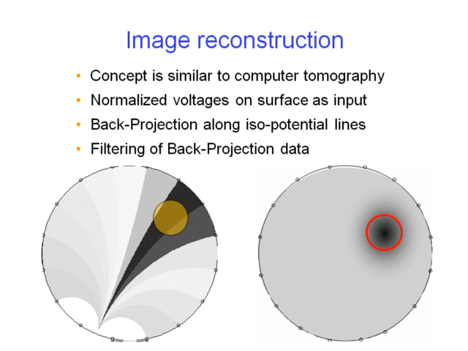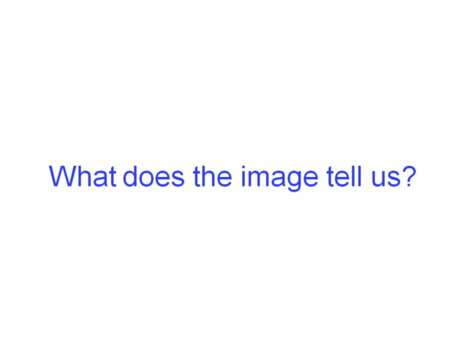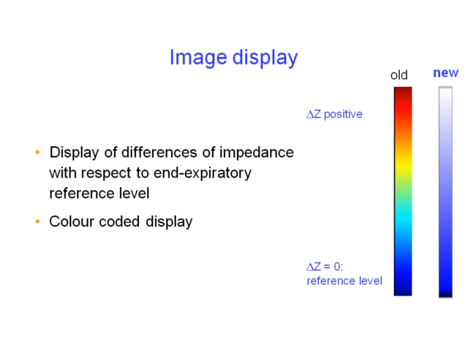There is an image reconstruction. You can use different image reconstruction algorithms, for instance the back projection, similar to that what you have in CT scanning, to localize certain processes within the lungs. But what does the image tell you? The image displays differences of impedance with respect to the end expiratory reference level, and then it's color-coded.